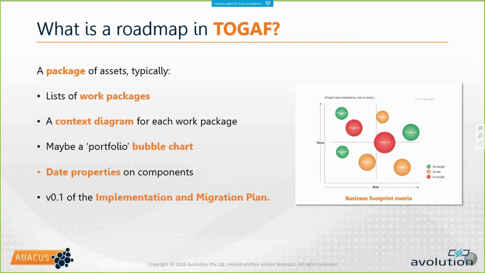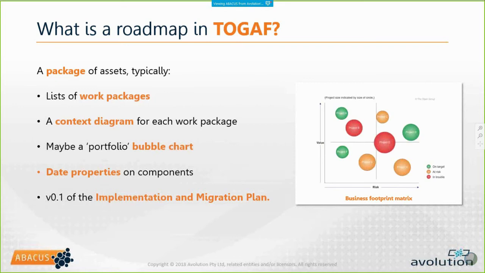You may have, for each work package, a context diagram describing what the architecture change is going to be. You may put together a portfolio of bubble charts. So we have a lovely thing called a business footprint matrix here, which basically shows the planned activities by their organizational risk and their organizational value. And that's a way to prioritize the architecture activity you're looking at undertaking. You may put date properties on components. We're going to talk more about that in a moment.